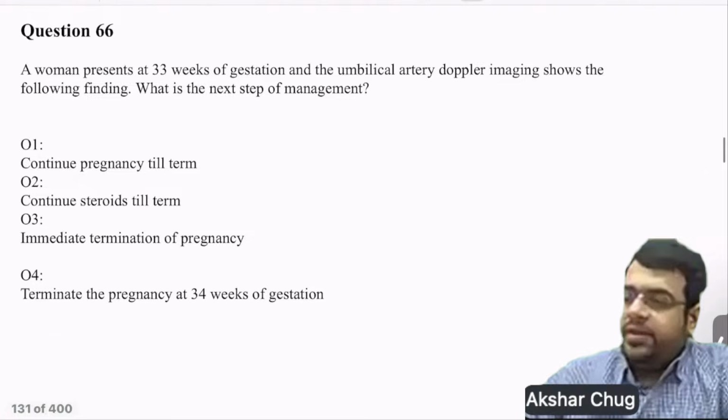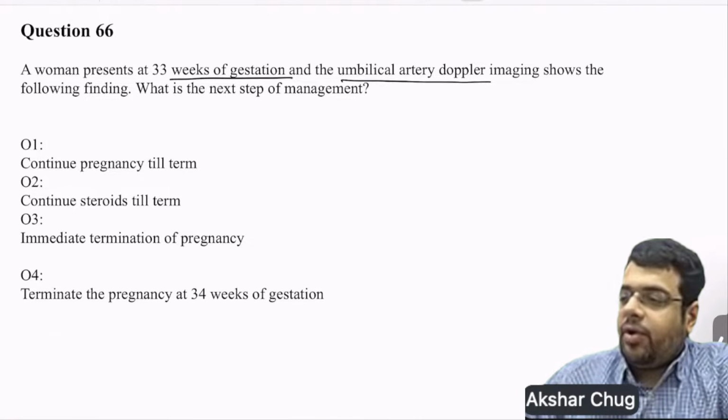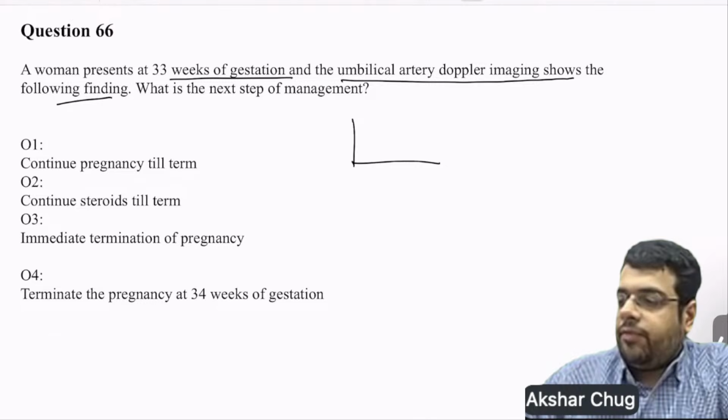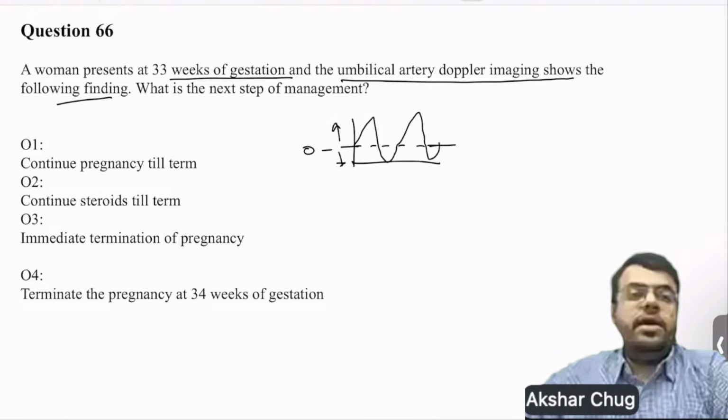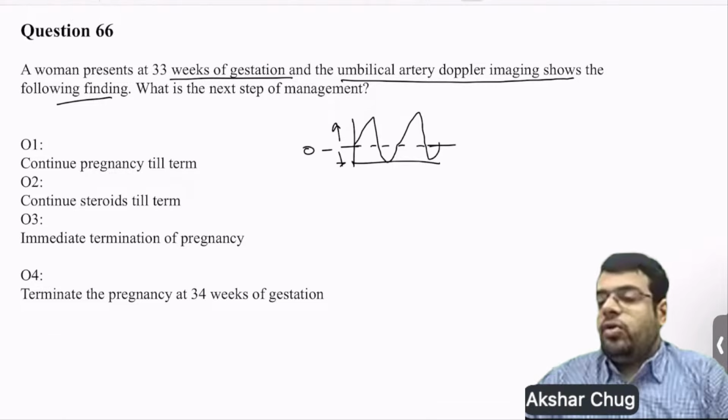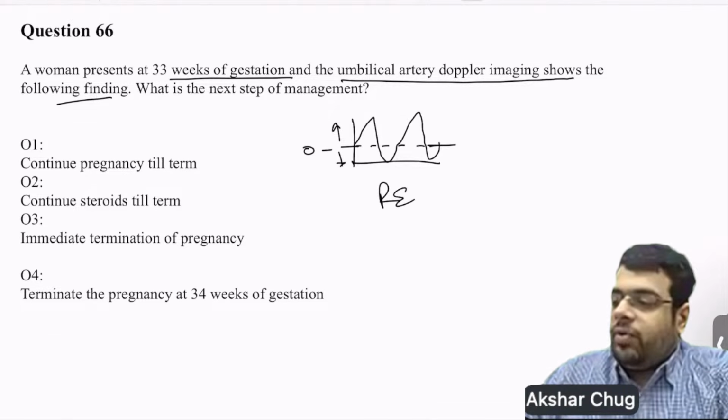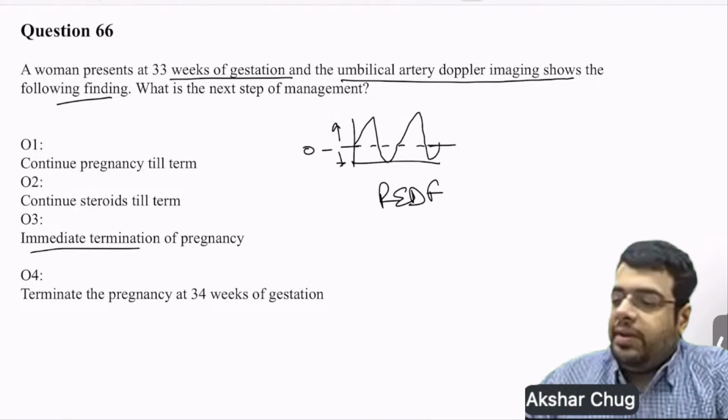At 33 weeks of gestation, umbilical artery Doppler imaging shows the following finding. This is the baseline, so this is 0. As you can see, the blood flow is getting reversed in this direction. So in case of reversed end-diastolic flow, we usually go for immediate termination of pregnancy.